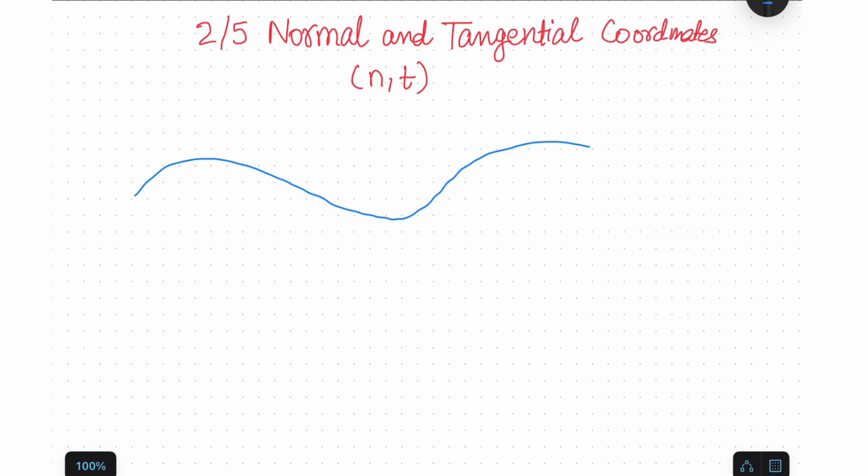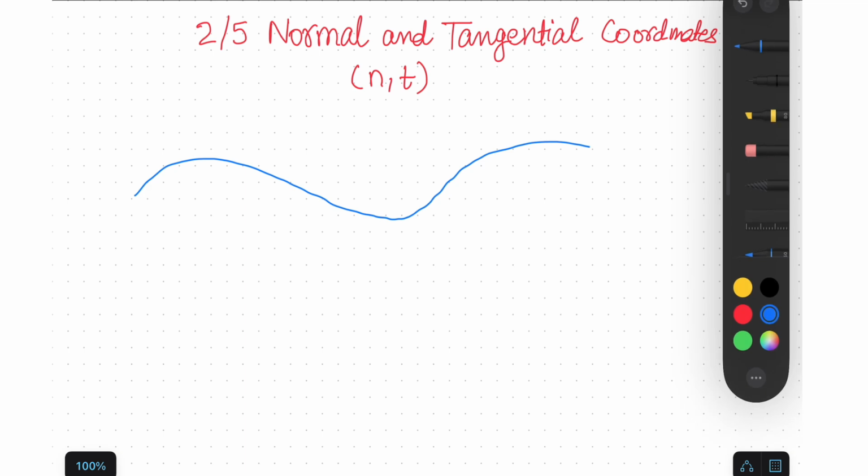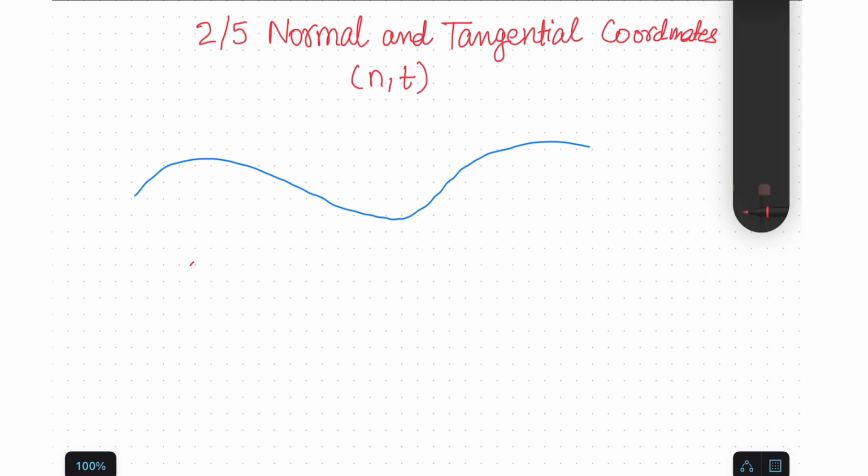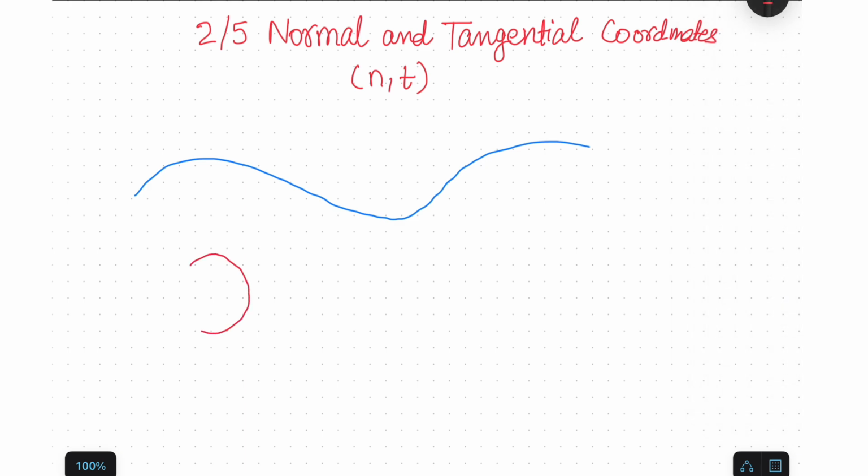Before I talk about this curvilinear path, let's talk about some concepts. First, I will talk about the tangent. What is a tangent? Let's see. This is a circle and the center is here, and there is a point P here. I want to make a tangent over here.